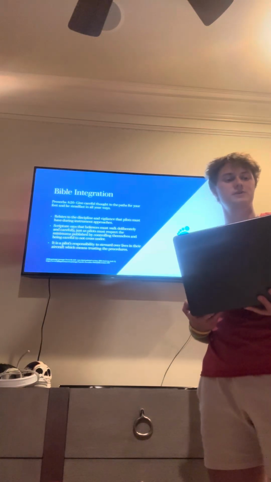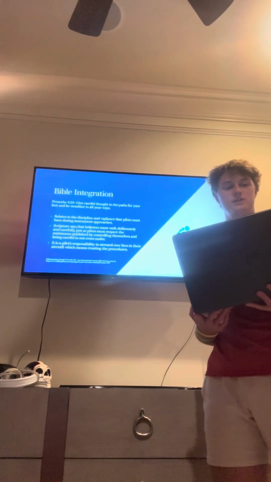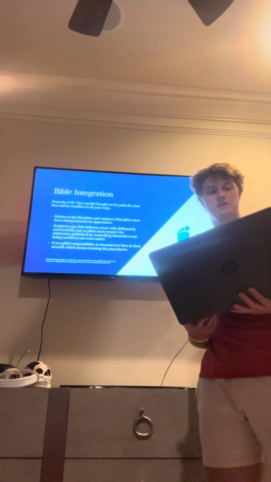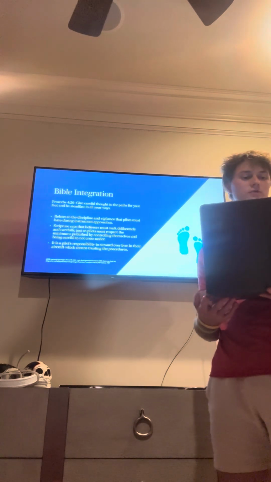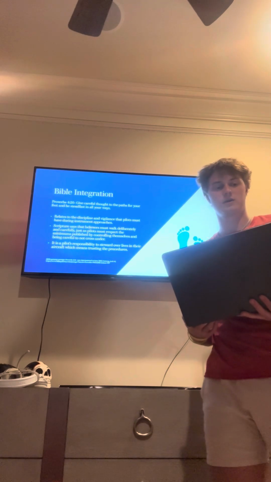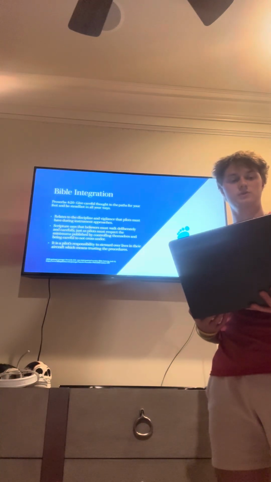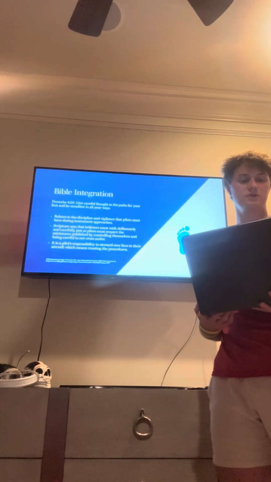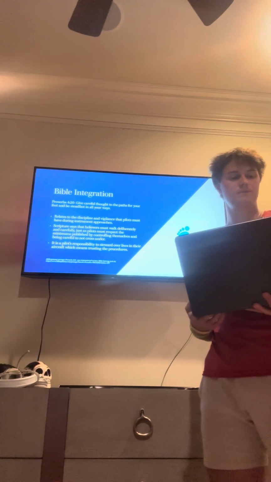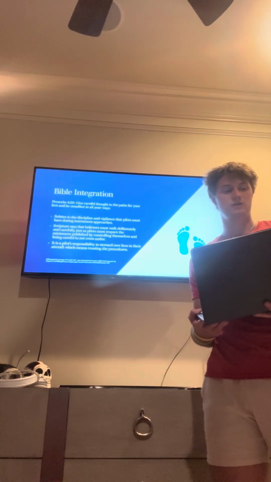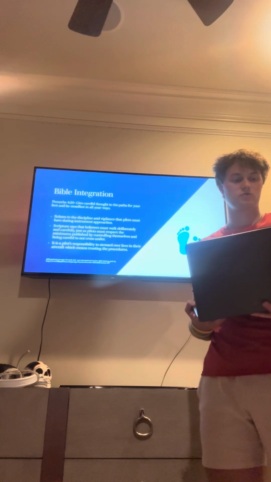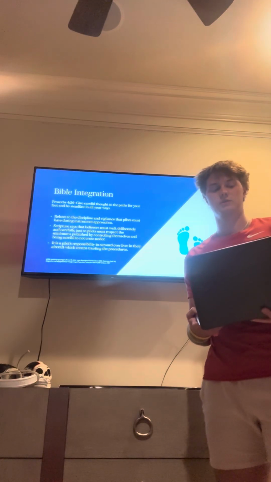The Bible integration: Proverbs 4:26, "Give careful thought to the paths for your feet and be steadfast in all your ways." So this relates to the discipline and vigilance that pilots must have during instrument approaches. Scripture says that believers must walk deliberately and carefully, just as pilots must respect the minimums published by controlling themselves and having self-control by not crossing under those minimums.